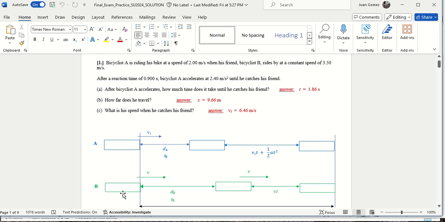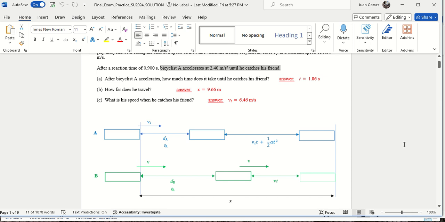So the key is bike B in the green here. Bike B is moving at a constant speed. And what happens is he passes bike A at this point here. Because he's moving faster, at 3.5, while bike A is moving at 2, he's going to get ahead of bike A. And then bike A is going to do, after this reaction time of 0.9 seconds, A accelerates at this 2.4 meters per second squared until he catches his friend.